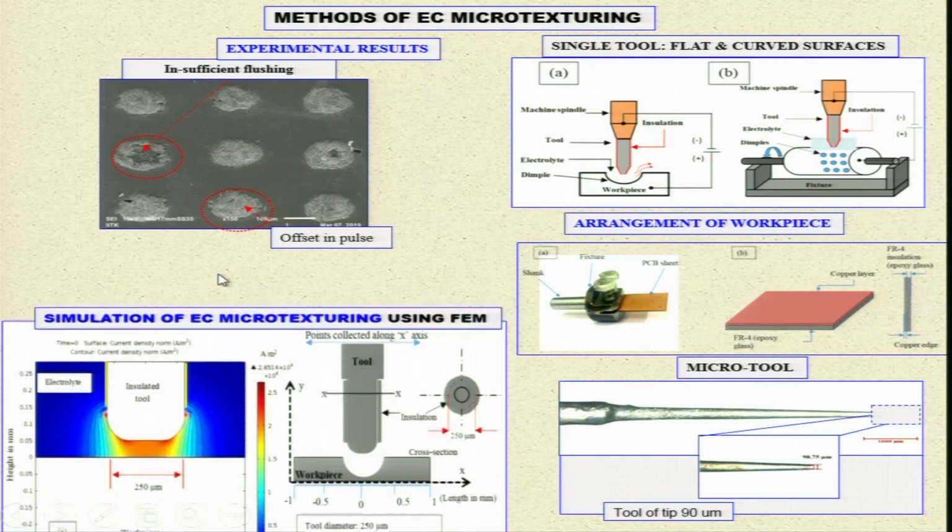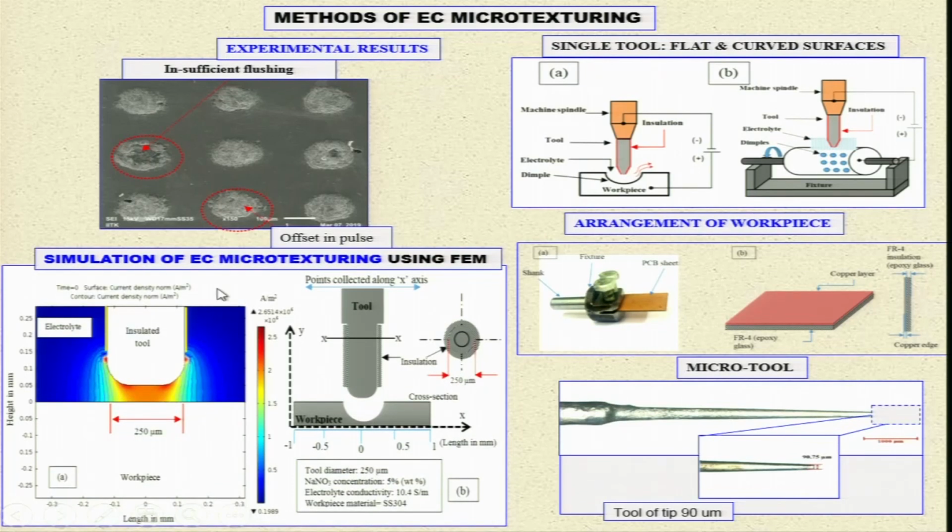Then there were some simulation results reported by Dr. Divyansh Patel regarding microtexturing using the finite element method and other techniques, and this is the insulated tool he has used. This is the electrolyte, this is the 250 micron size tool, and you can see this is the insulation on the tool, and this is the kind of dimples created. So, he has simulated the results and performed the experiment, and he has compared both of them and found reasonably good agreement.